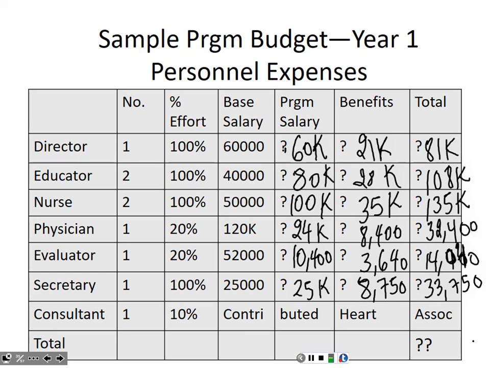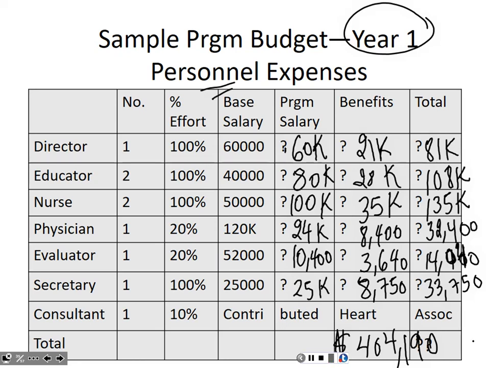Sorry, I didn't add them all together. It's okay. Take your time. Okay. Who would like to help your friend? 404,190. Our staffing is definitely good. Okay? So that's my personnel budget for year 1.